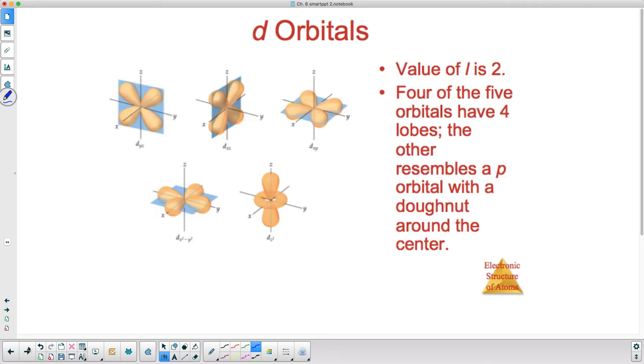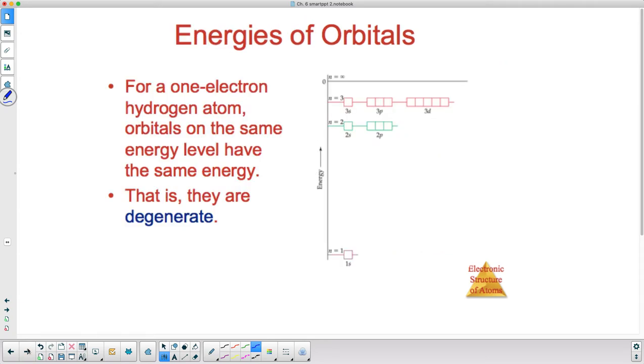Okay, the d orbital looks the same, except there's 4 that are clover-shaped and 1 that's not. It resembles a p orbital with a donut around the center. So, yeah, that's the d. You've seen these pictures already, so I'm going to keep going.